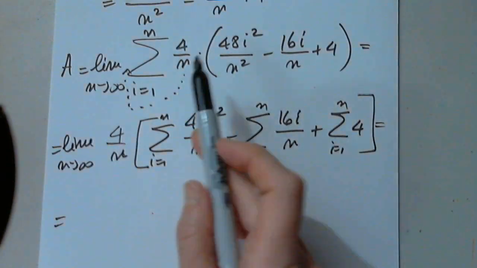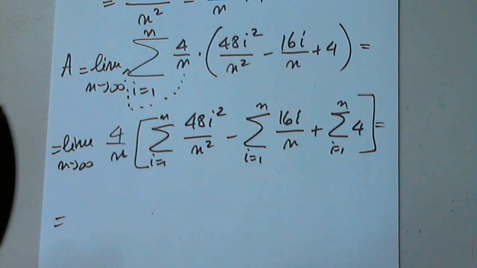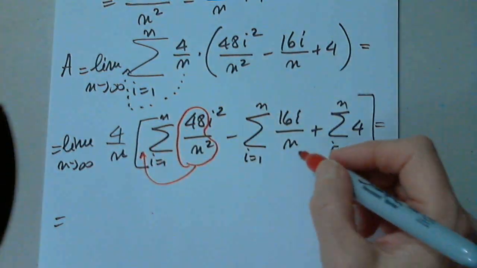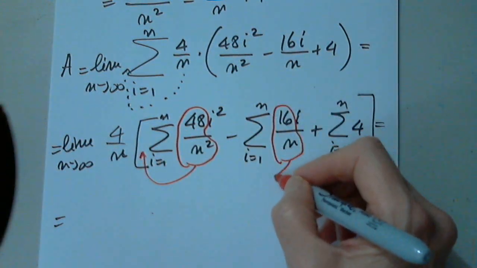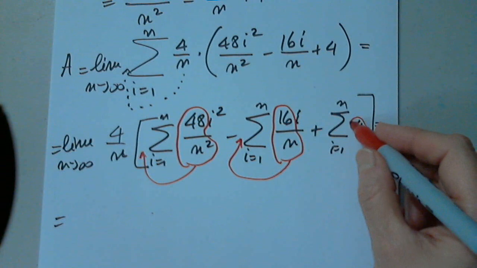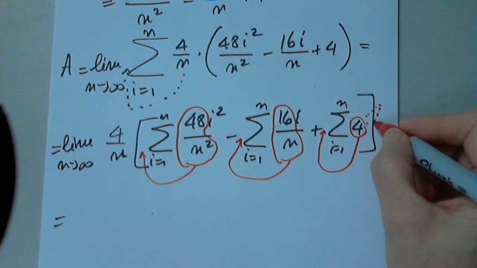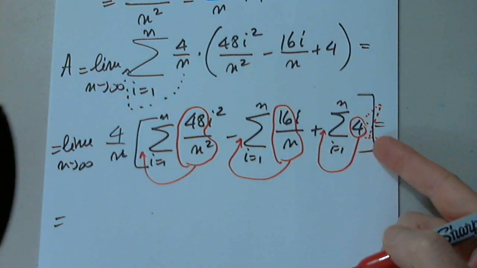Like I did with this constant, because it's a factor, I have to do the same thing with these. This is a constant, which is a factor. It will go in front. This is a constant, does not depend on i. It will go in front. This is a constant, and what is left here is 1. 4 times 1.